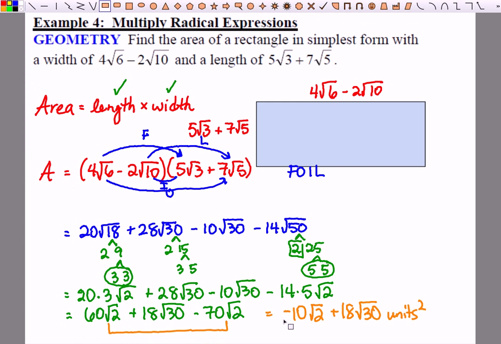So that's a longer problem, but it's still something you may run into. So good luck, and I hope you learned something about multiplying and adding and subtracting radical expressions.